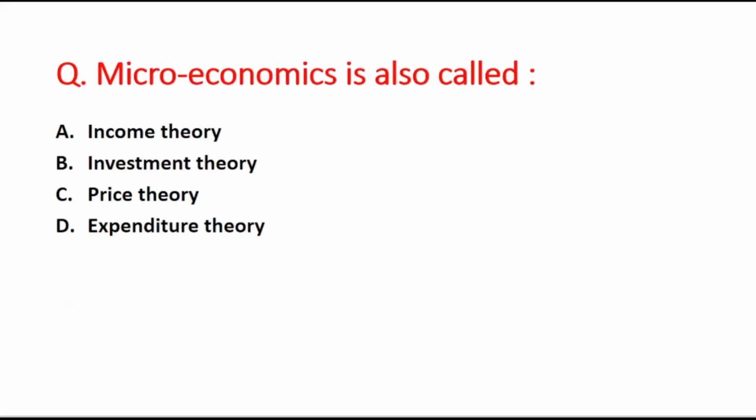Next question is, microeconomics is also called. A option is income theory, B is investment theory, C option is price theory, and the last option is expenditure theory. So the right answer is option C, that is price theory.